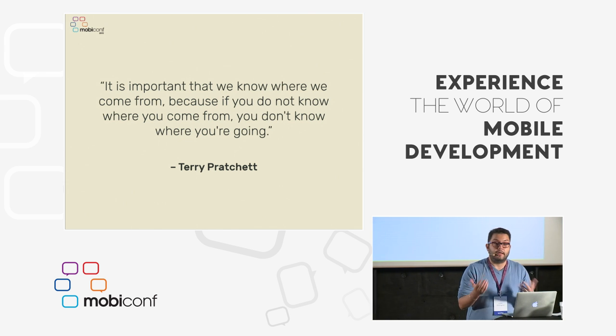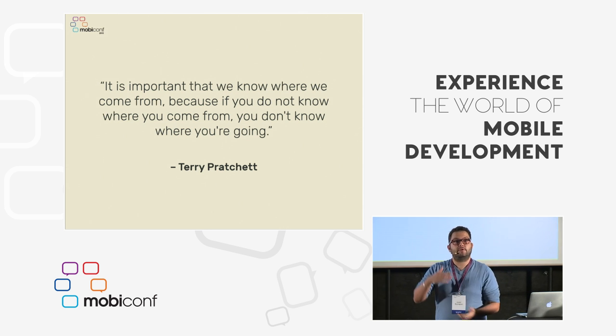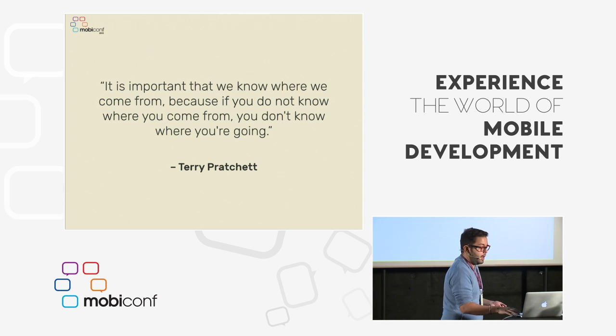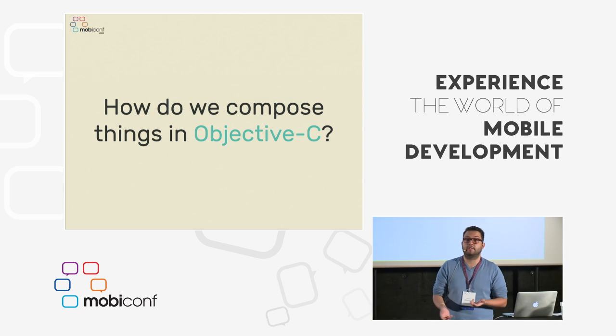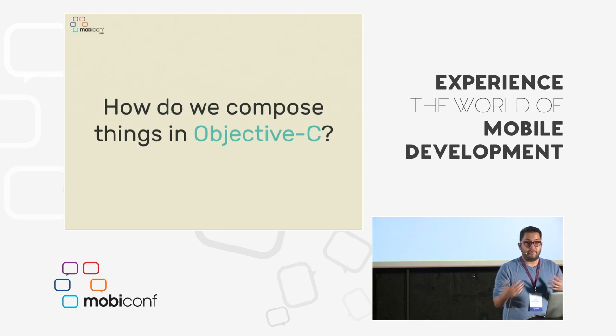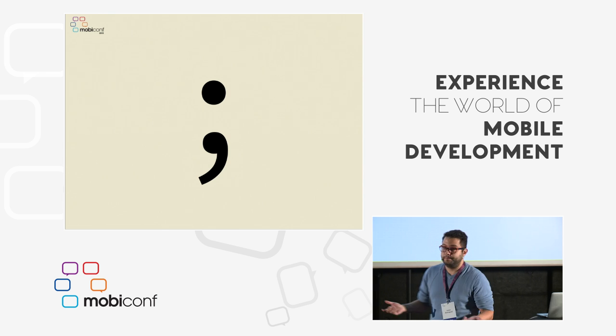Because it's very important to understand the past so we can understand the future and see where we are going. So how are things composed in Objective-C? The question can be a little bit non-trivial. If you think a little bit, you can get the answer. But the very basic fundamental of composition in Objective-C is this: the semicolon.